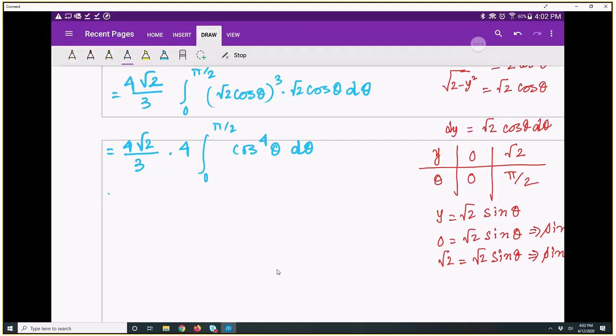So I can integrate that by doing a bunch of trigonometric manipulation. So first I'm going to say cosine to the power 4 theta is cosine square theta times cosine square theta. So let's write that down.